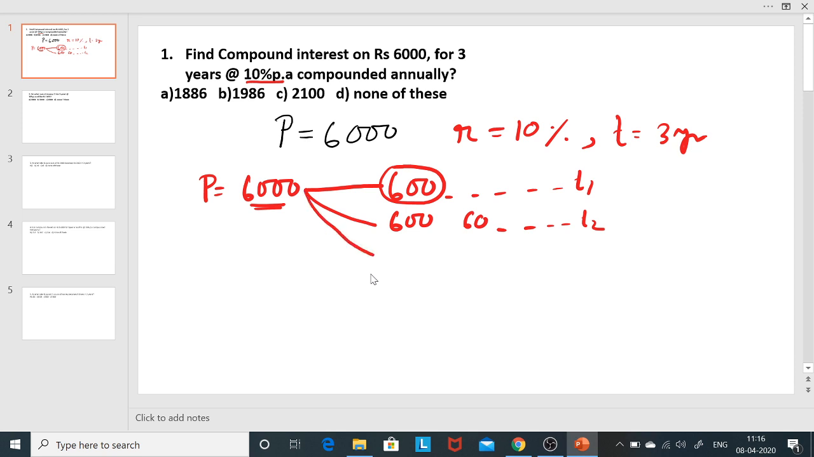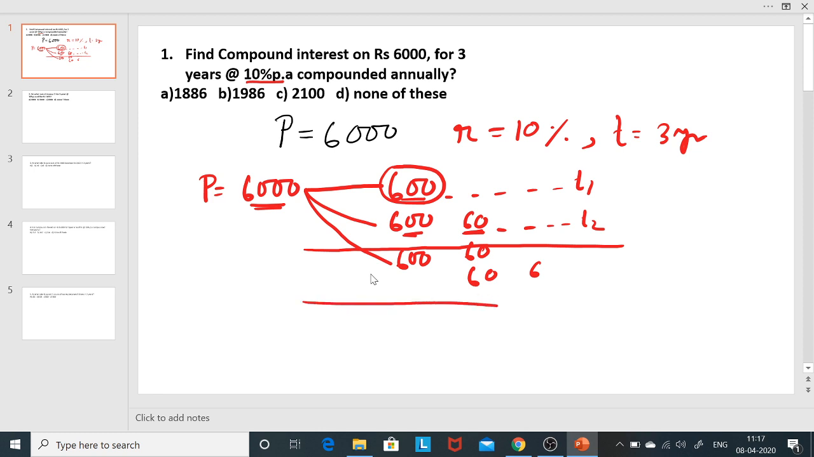For the third year, if you again take 10%, you will have again 600, and 10% of this 600 will be 60, and 10% of this 60 will be 6. Why? Because when you are calculating interest for the third year, you have to calculate interest on the principal as well as whatever money you got in the previous years as interest, because that money is yours and has been kept with the bank. That is why you have to calculate compound interest on those interests also.